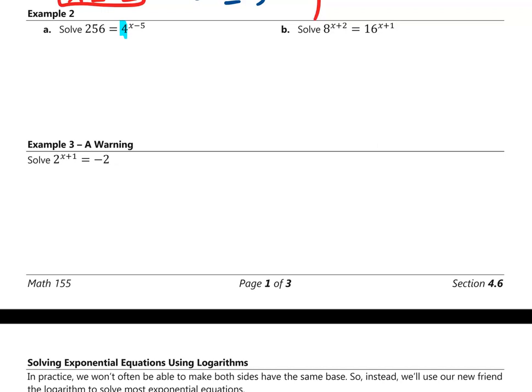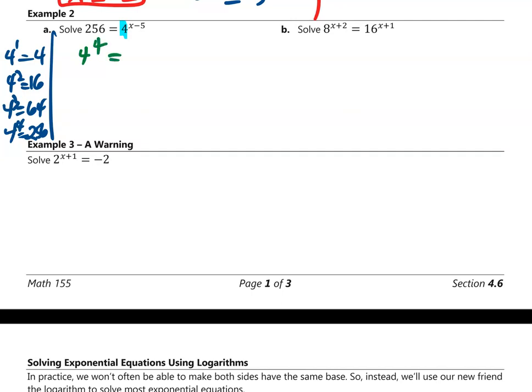So what do we know? 4 raised to 1 is equal to 4. 4 squared is 16. 4 cubed is 64. And 4 to the 4th is equal to 256. So we can actually rewrite this as 4 to the power of 4 is equal to 4 to the power of x minus 5.